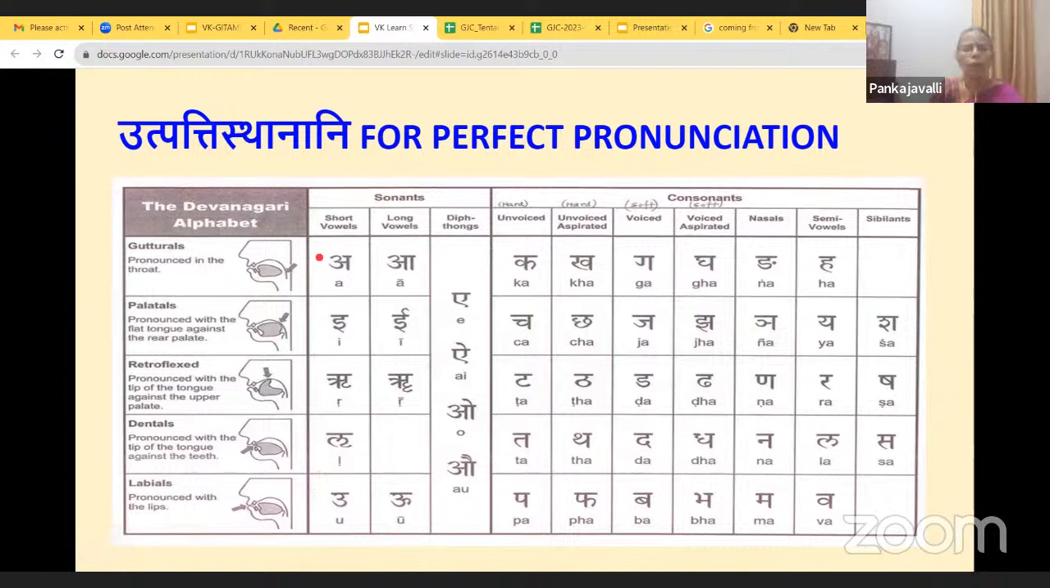So, these are all for the vowels. But when you come to the Mishra Swaraha, E is A plus I. So, Kantatalu. A and I have E. So, they will be Kantatalu. Similarly, O is A plus U. So, they will be Kantoshtam.